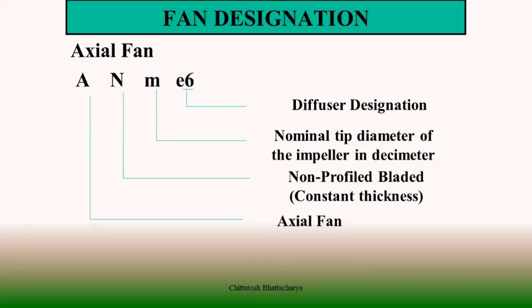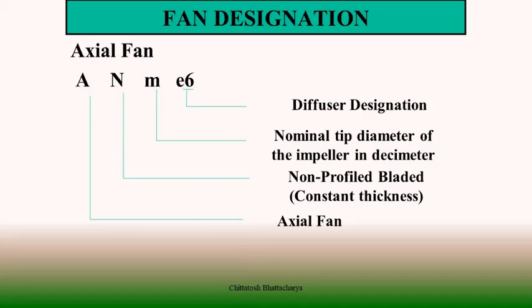Axial fans are designated like AN fan or AP fan. A represents the axial fan, N represents non-profiled blading, that means thickness is constant. Next is a dimension letter, which represents nominal tip diameter of the impeller in decimeter. This will be in digit. And E6 is the diffuser designation.